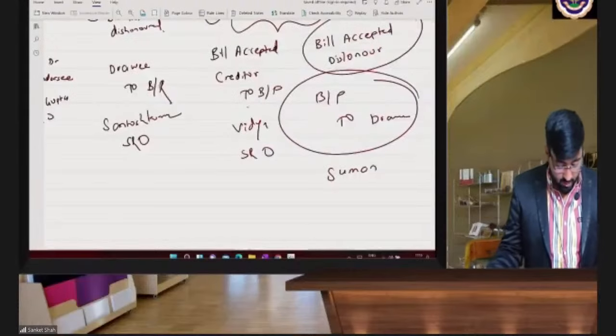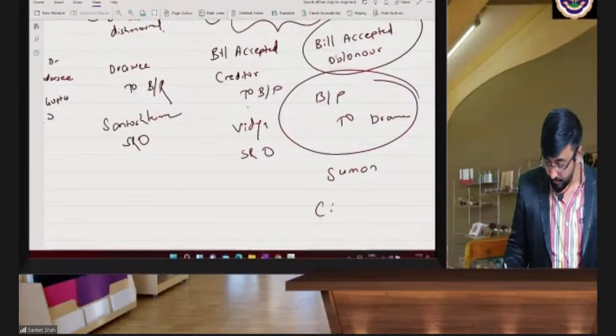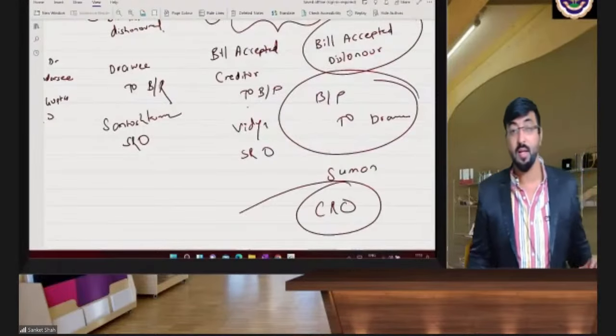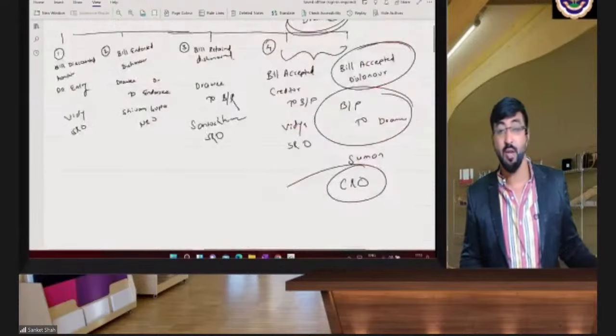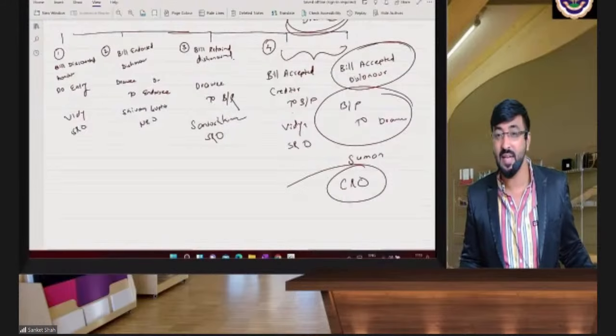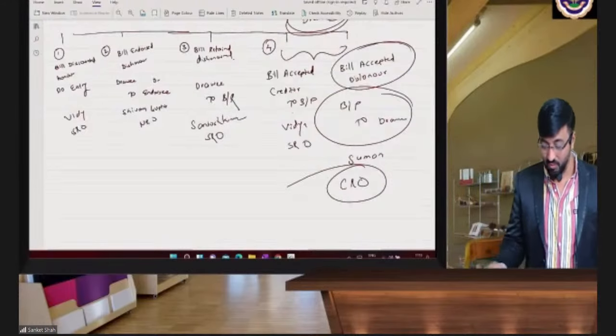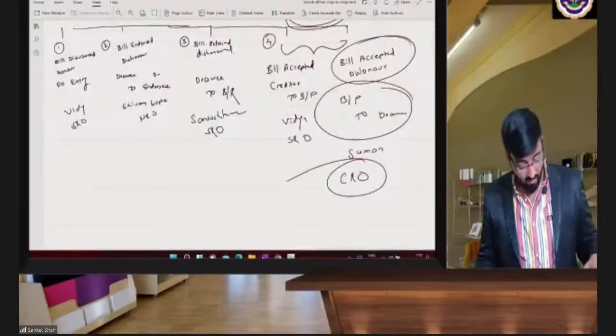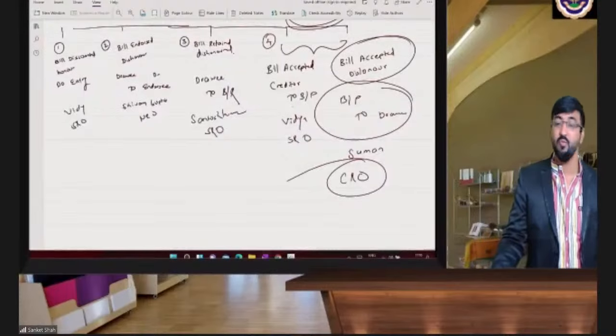Shambhabi, Sumanji, CRO. So CRO student answered very fast. So today no WRO, no FRO, no ERO. Only winner is SRO this time. So winners are SRO. Very good. So beta, yes, very happy with your performance.